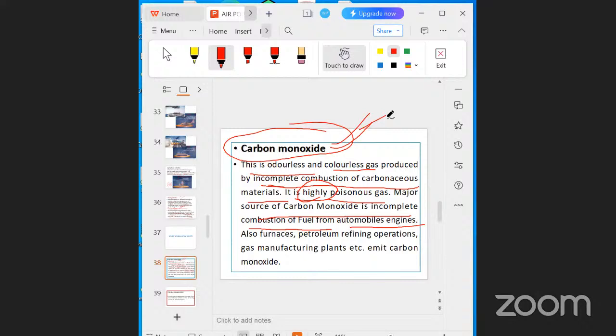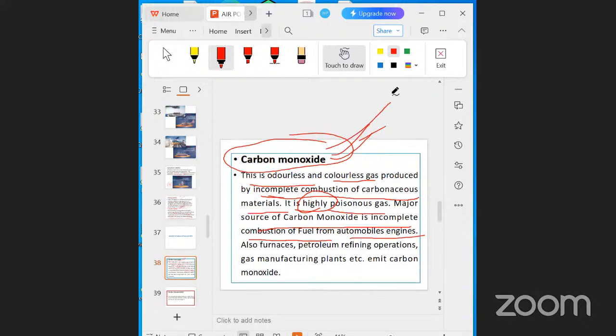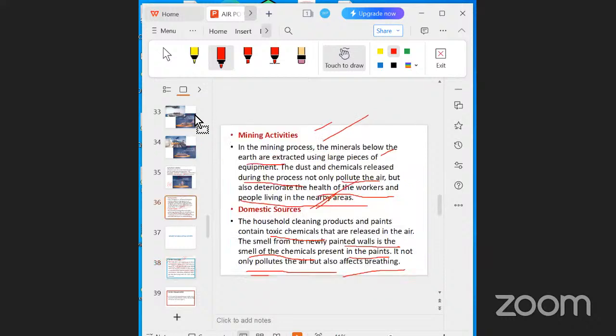So this gas can bind to hemoglobin in our blood, preventing oxygen transport through our body. This results in oxygen depletion of the heart, brain, and also blood vessels, eventually causing death. Okay. So this is a very dangerous and highly poisonous gas, right?